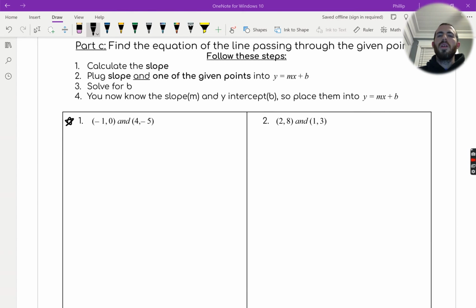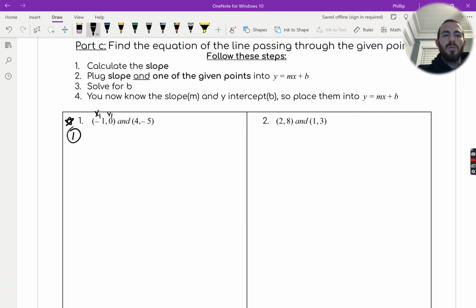So, finding the equation of a line that passes through the given points. There are 4 steps we have to do. After we go through them a couple times, it's going to be easier to follow. With the first one, the first thing we do is calculate the slope. So exactly the same as what we did last.